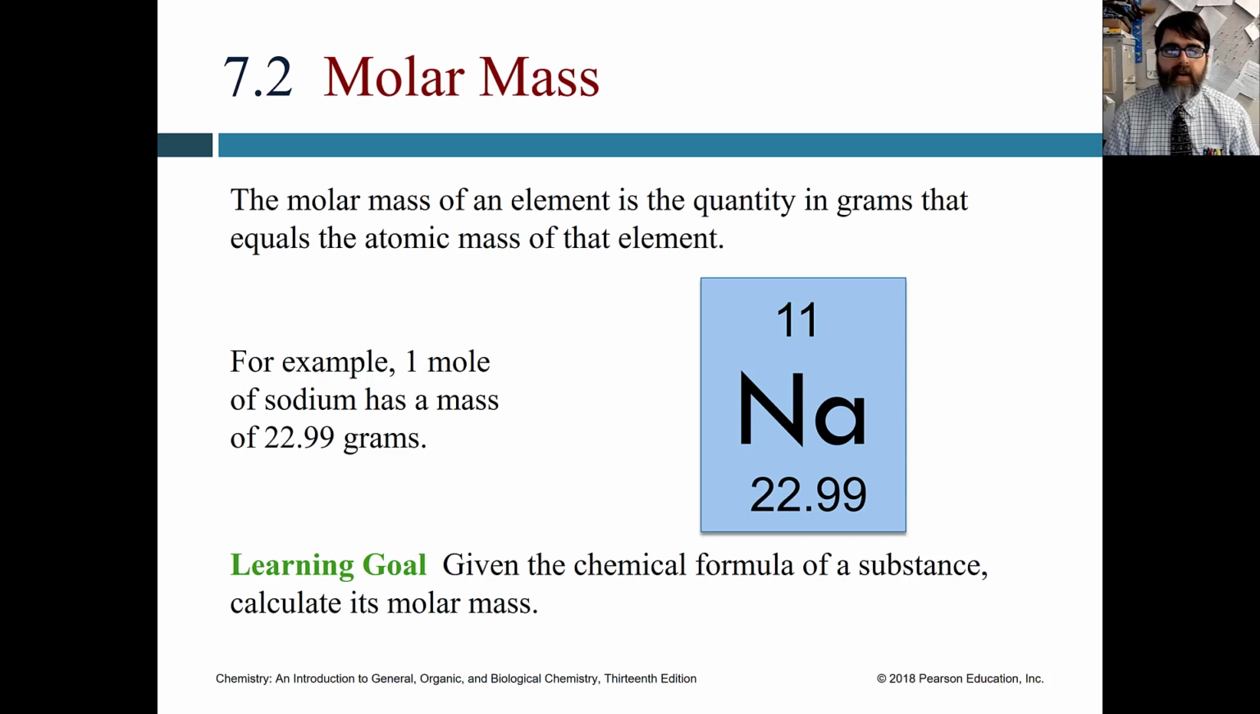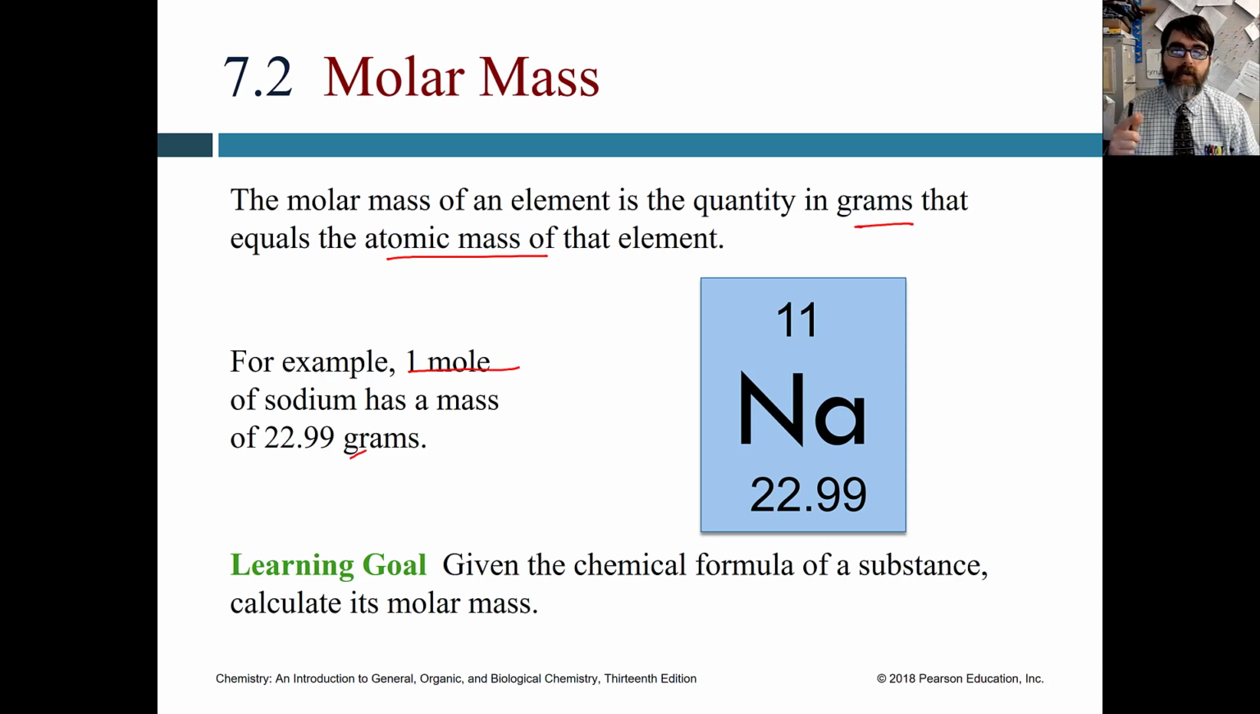Section 2 here is molar mass, and molar mass is the mass in grams that you could weigh on a scale that is equal to the atomic mass of the element, and it's going to then equal 1 mole. And so this is going to be the power of moles: moles allow us to count individual atoms without actually having to count atoms, because they're so tiny we can't, and it's just impractical because there's so many of them.